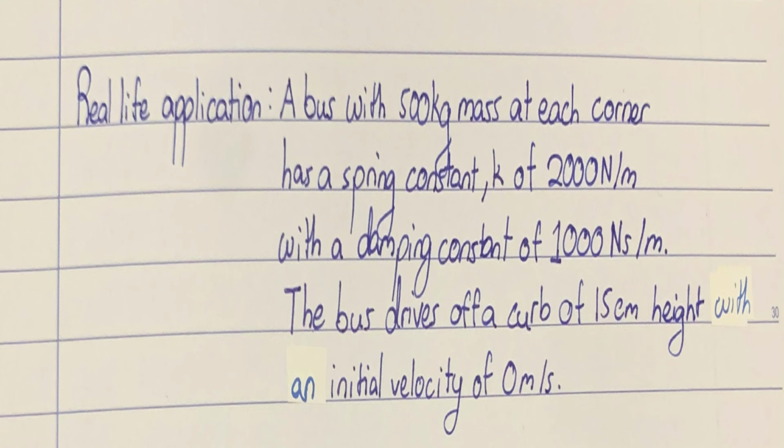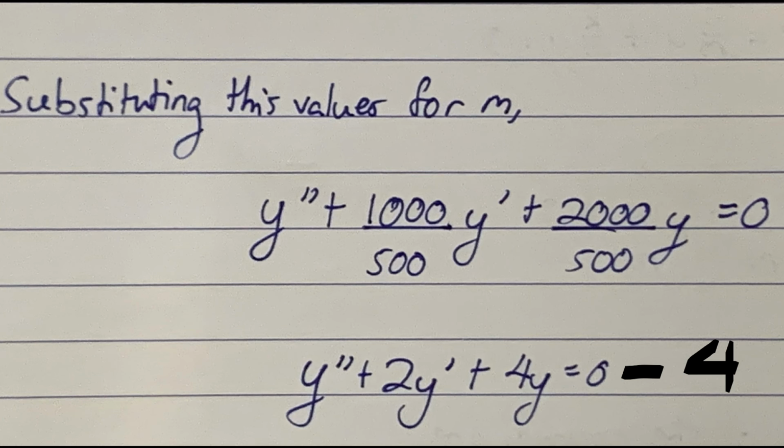Let me show you how we solve a real-life suspension system mathematically. A bus with 500 kg mass at each corner has a spring constant k of 2000 newtons per meter, with a damping constant of 1000 newton seconds per meter. The bus drives off a curb of 15 centimeters height with an initial velocity of 0 meters per second. Substituting these values for m, we get y double prime plus 2y prime plus 4y equals 0.